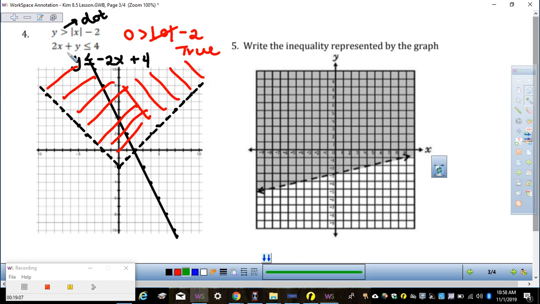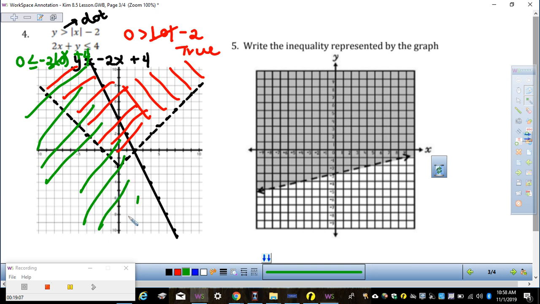Jumping over to our linear inequality, and again, remember, it does not matter if you plug it into the original inequality or your transformed inequality. I am going to end up with 0 is less than or equal to 4, which is also true. 0, 0 is below this line, so I should be shading everything below.